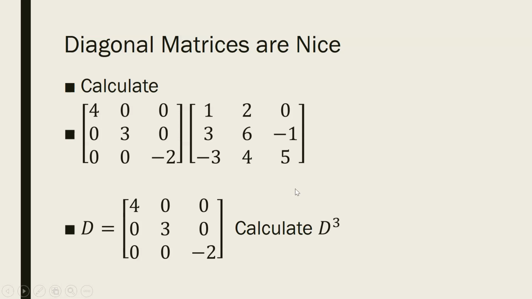Now, diagonal matrices are really nice for a couple of reasons. First off, they're really easy to multiply with. Go ahead and see what's going to happen when you multiply the diagonal matrix 4, 0, 0, 0, 3, 0, 0, 0, negative 2 times this matrix. And then see what happens when you multiply the diagonal matrix by itself, let's say 3 times. Push pause on the video and go ahead and do that.